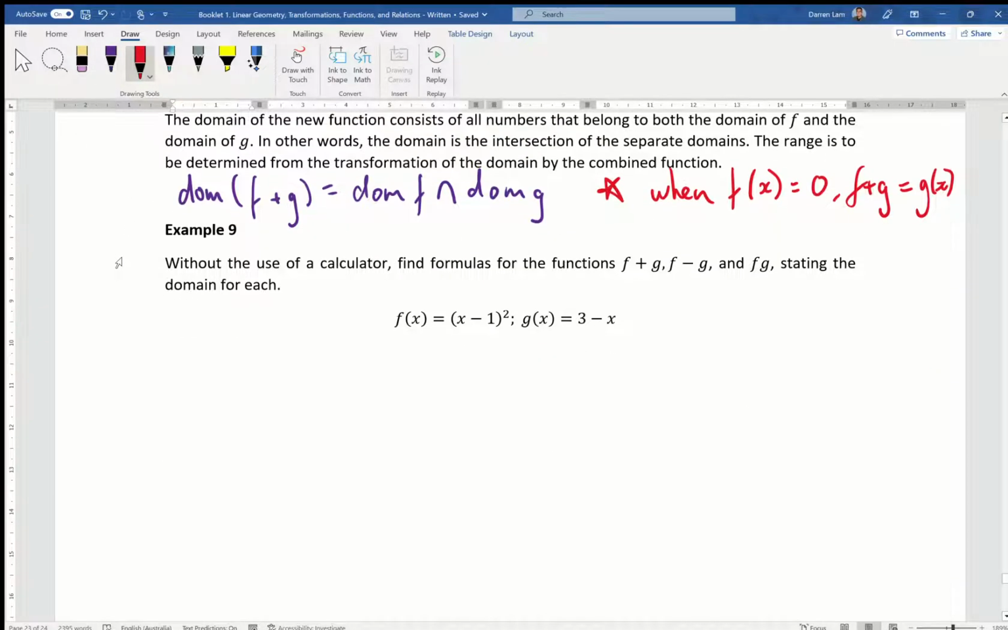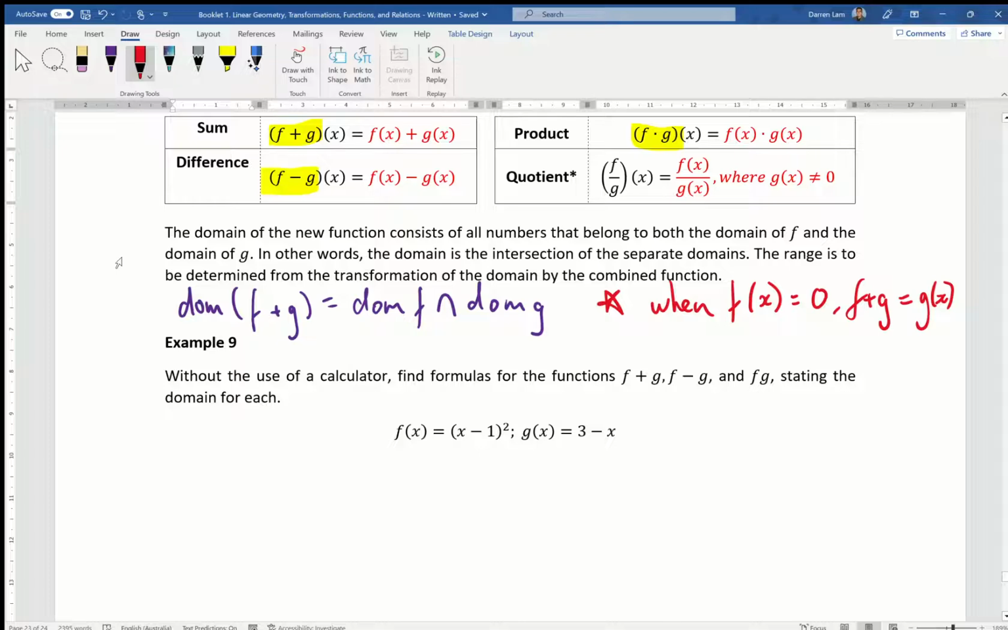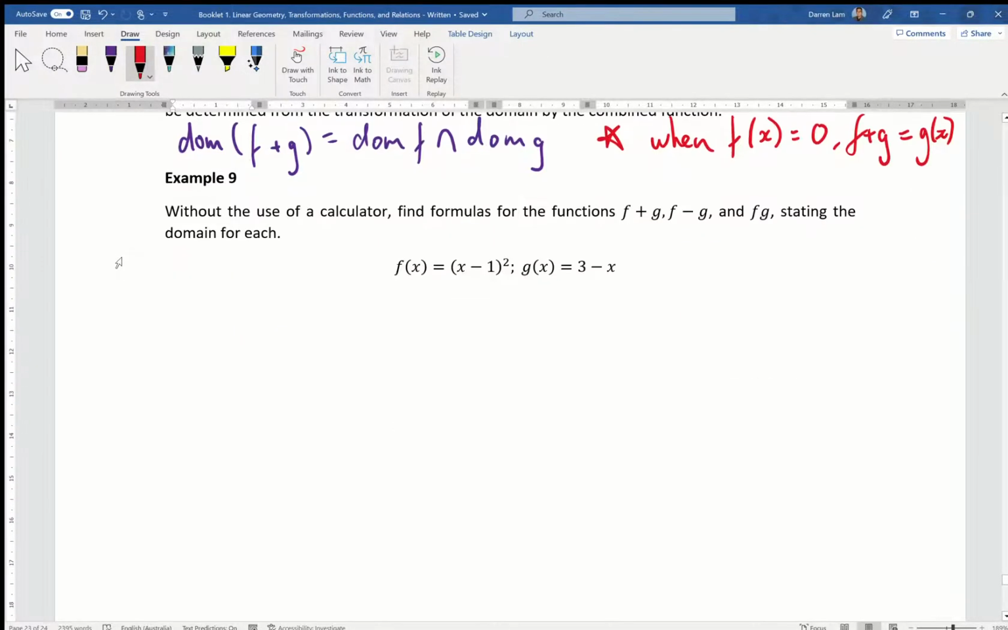Very quickly, I'm just going to go through an example of finding f plus g, f minus g, and f g. We don't do quotient. I've put the formula there if you're curious, but it's not part of the study design, don't stress. So let's focus on f plus g first. With f plus g, all we do is we add our functions. In this case, it's x minus 1 squared plus 3 minus x.